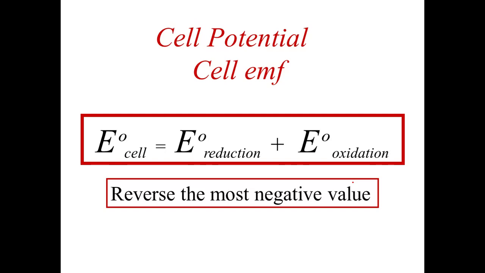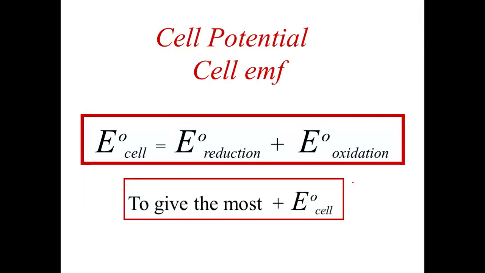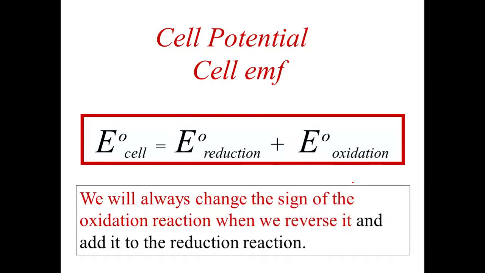If all of those reactions are written as reductions, and a battery depends on you having a reduction and an oxidation, then you have to determine which reaction is going to run as an oxidation, and you're going to flip that one. The one that you're going to flip is the most negative value because that's the one that tends to run in the opposite direction. So you could have two positive values. One of them is still going to have a greater tendency to want to lose its electrons. So anything that's going to be oxidized is going to be reversed. So you want to get the most positive cell voltage that you can get in your battery. So you're always going to change the sign of the oxidation reaction, and then you're going to add it to the reduction reaction.